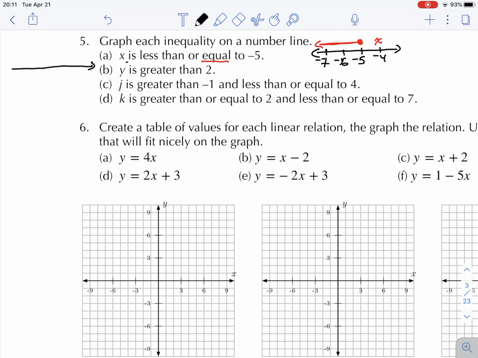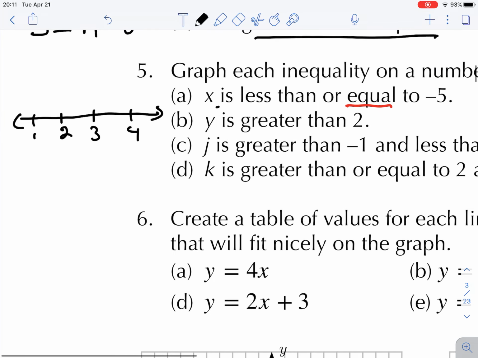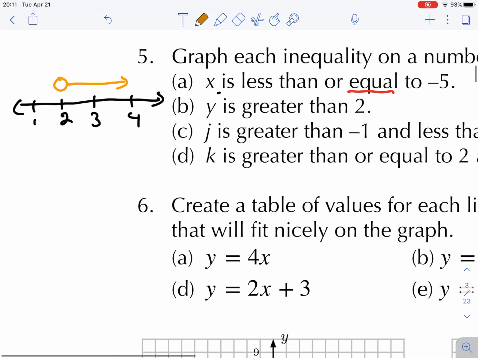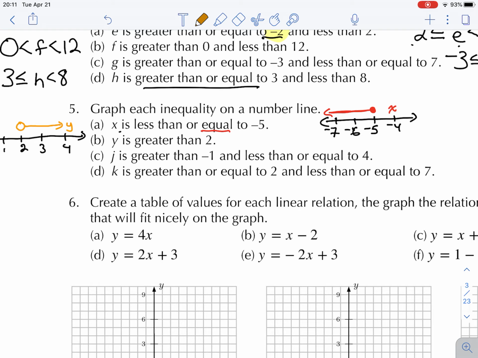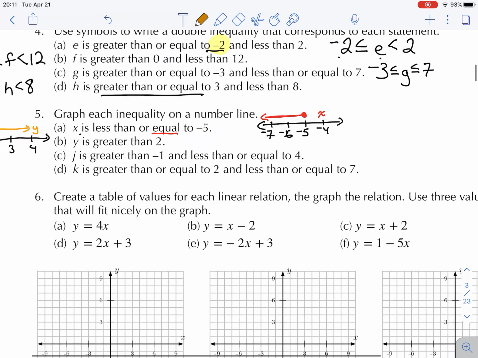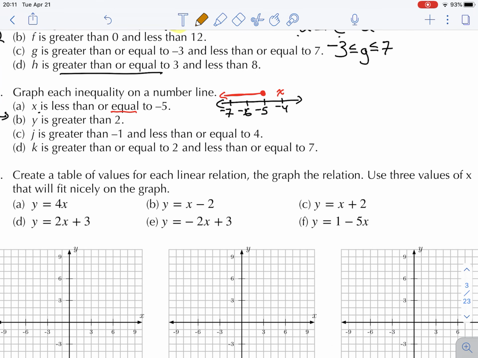So letter B, y is greater than 2. So we draw a little number line. And we put 1, 2, 3, 4. Now y has to be greater than 2, but y cannot be 2. So we put an open dot at 2 because y cannot be 2. And we draw a line indicating that y can be greater than 2.